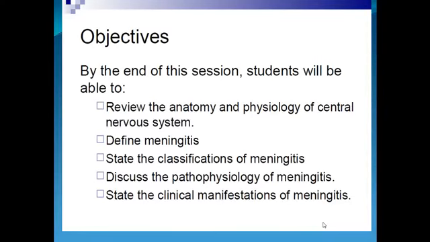And the objectives: by the end of this session, we'll be able to review the anatomy and physiology of the central nervous system, the definition of meningitis, and the classification of meningitis, and have just a touch of the pathophysiology of meningitis, and we'll be able to know some clinical manifestations of meningitis.